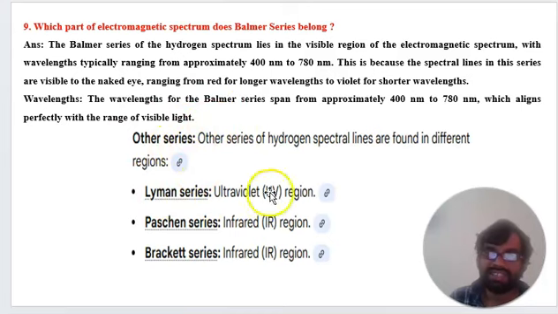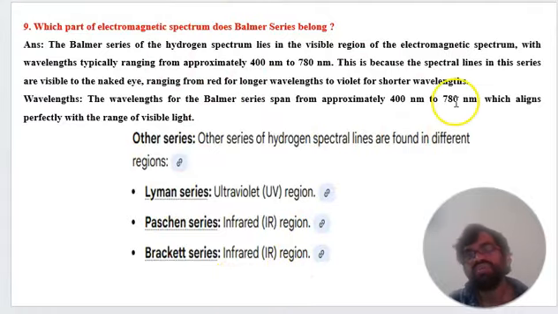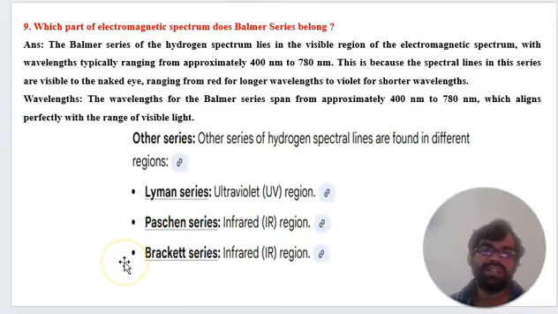And you can see the other series also: the Lyman series is in the UV region, the Paschen series is in the infrared (IR), and the Brackett series is also in the infrared region. This will come many times in exams as a very short answer question. Try to learn this, it is very important.